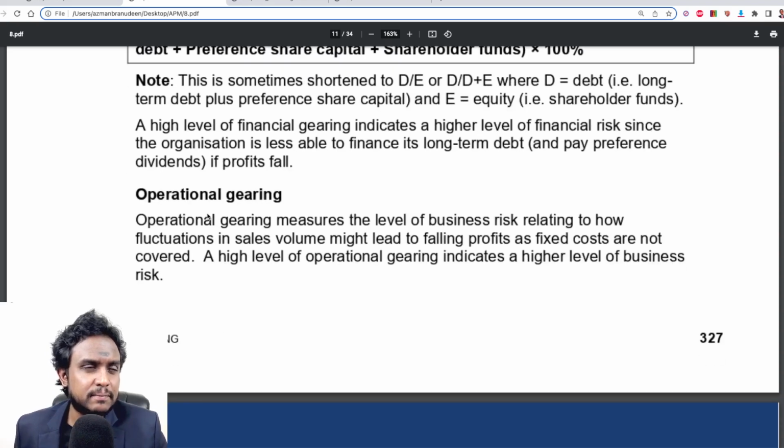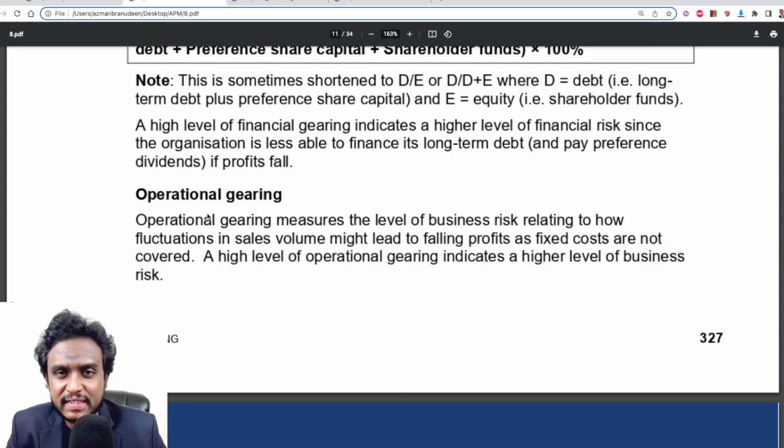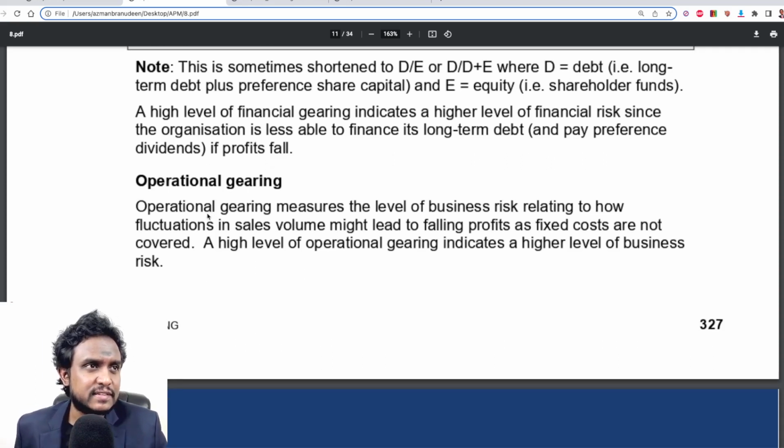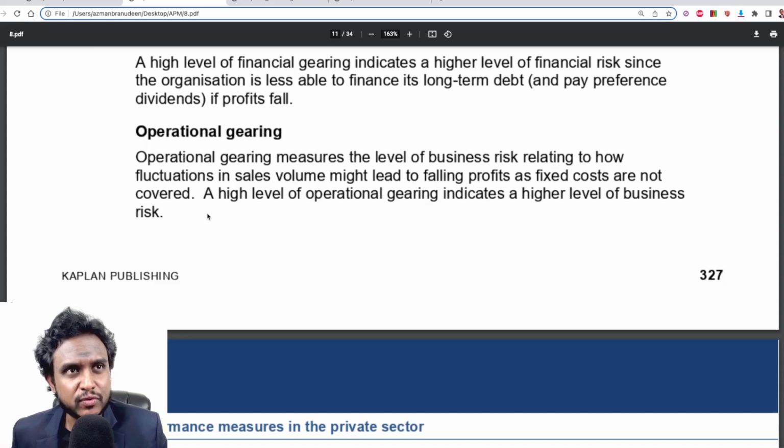Operational gearing is more the short-term aspect. You're not looking at the debt to equity ratio, but at the fixed cost to the non-fixed or variable cost aspect. Your fixed cost commitments can be very troublesome, right? And they must be honored. So that kind of environment can be really challenging. It essentially measures the level of business risk relating to how fluctuations in volume might lead to falling profits, as fixed costs are not covered, right? That's why I said they can be burdensome, because you have to honor them.